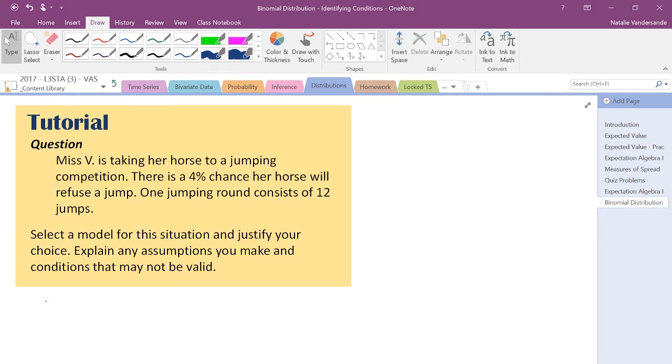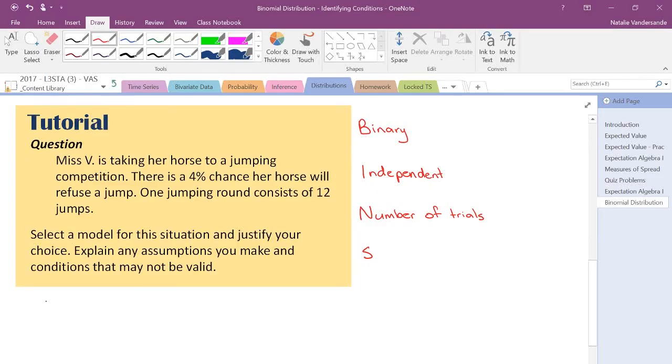So a little bit extra to the question this time, but we're going to start it in the same way. Our mnemonic is BINS. Remembering this stands for binary, independent, number of trials, and success probability. So now we're going to put it in the context of the question.